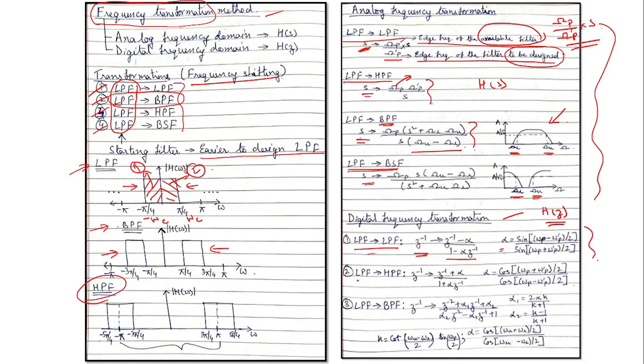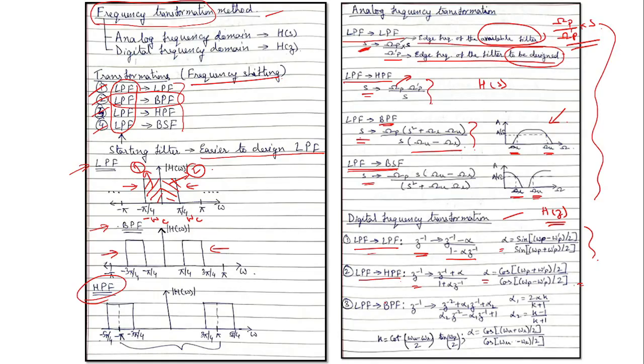Similarly, for the LPF to HPF, Z inverse will be transformed to (Z inverse plus alpha) divided by (1 plus alpha Z inverse), where alpha is given by cos of ((omega P plus omega dash P) divided by 2) divided by cos of ((omega P minus omega dash P) divided by 2).